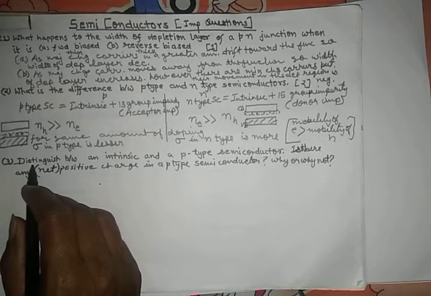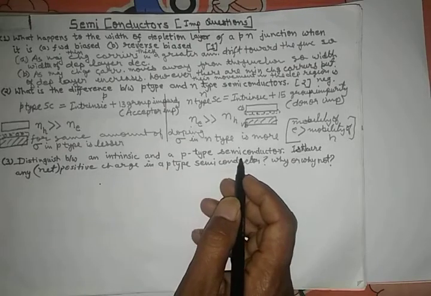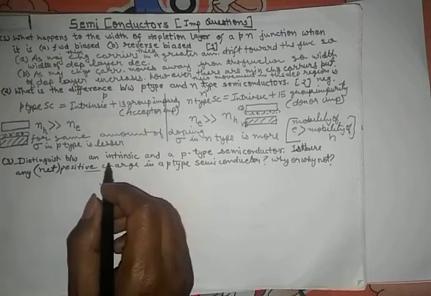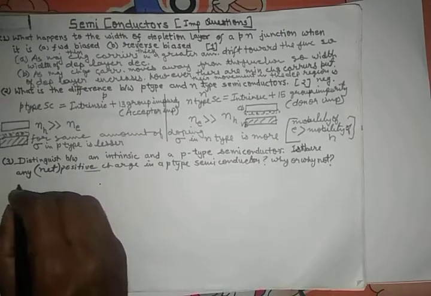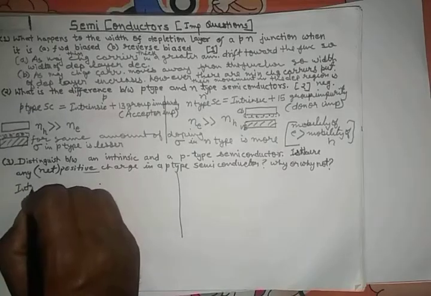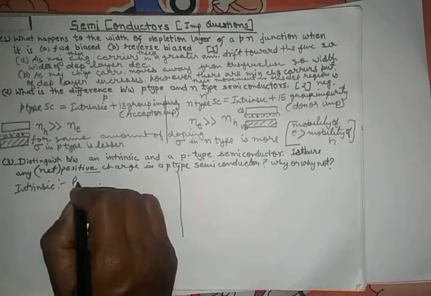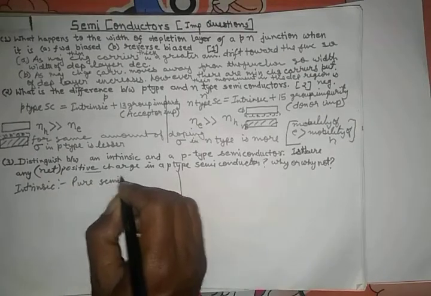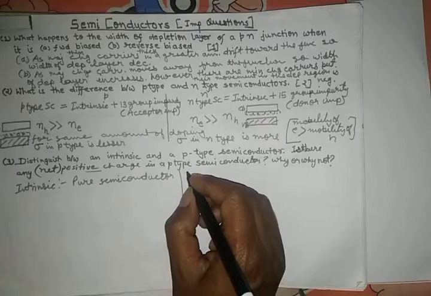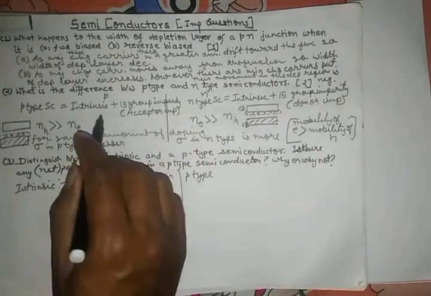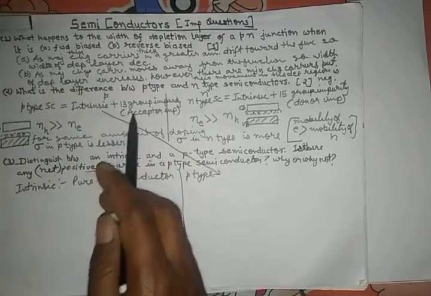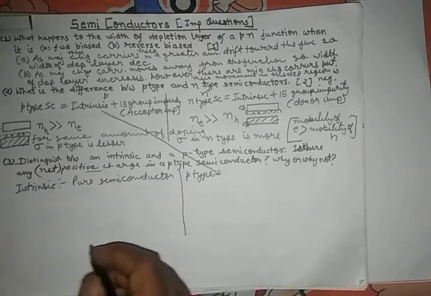Next, distinguish between intrinsic and p-type semiconductor. Is there any net positive charge on a p-type semiconductor? No. Why or why not? So, distinguish between intrinsic and p-type semiconductor. Once again we can differentiate like this. Intrinsic is a pure semiconductor. A pure semiconductor is called an intrinsic semiconductor, and a p-type semiconductor is obtained by doping a 13 group impurity into an intrinsic semiconductor.